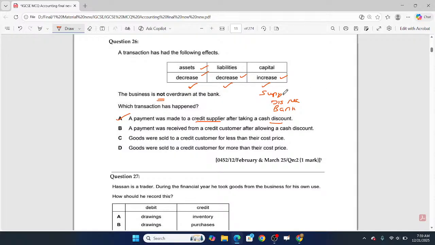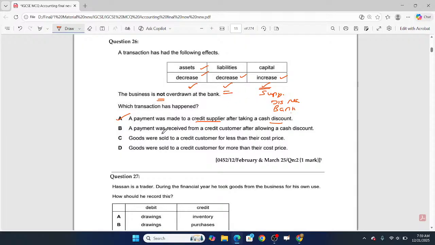So here what happens? Supplier is a liability, decreases, correct? Discount received is an income. The income is only for the owner, so it is part of the owner's items. That too increases. Bank is actually a debit balance. If it is on the credit side, it will be decreasing. So A is the correct one.